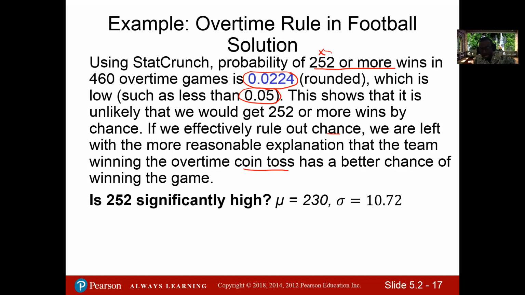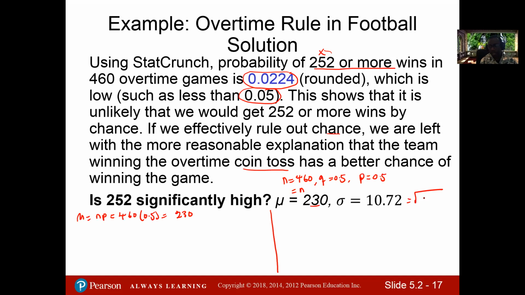And so if I want to answer whether the 252 is significantly high, there are two ways I can do that. Now take note of here, my N is still 460. My P is 0.5, and my Q is also 0.5. Okay, so if you want to find the mean, the mu is N times P. That is 460 times half, which is 230. That's why I got the 230. And then sigma is the square root of NPQ. You can check it out and see that you get this answer.